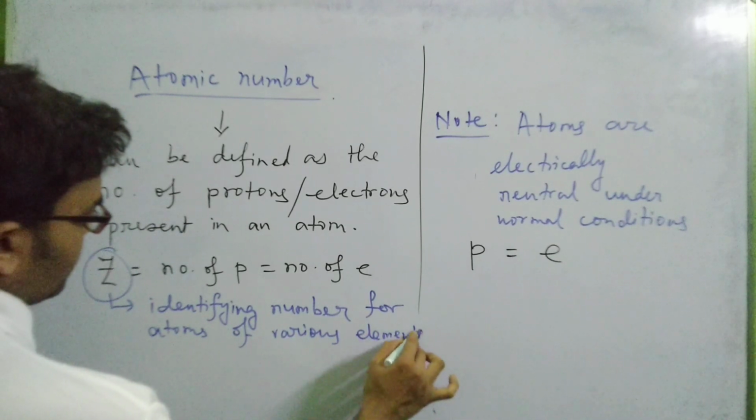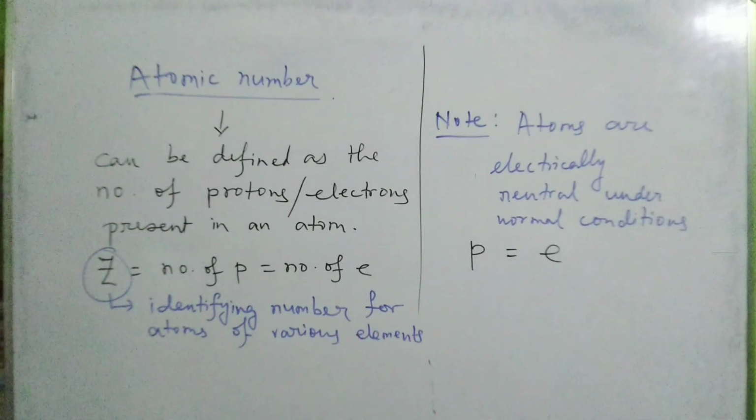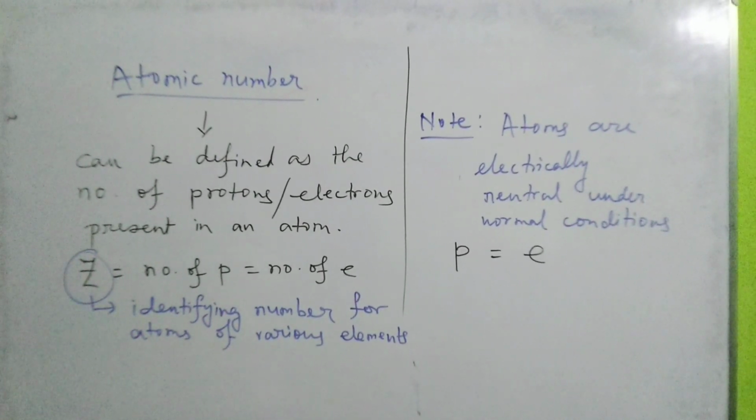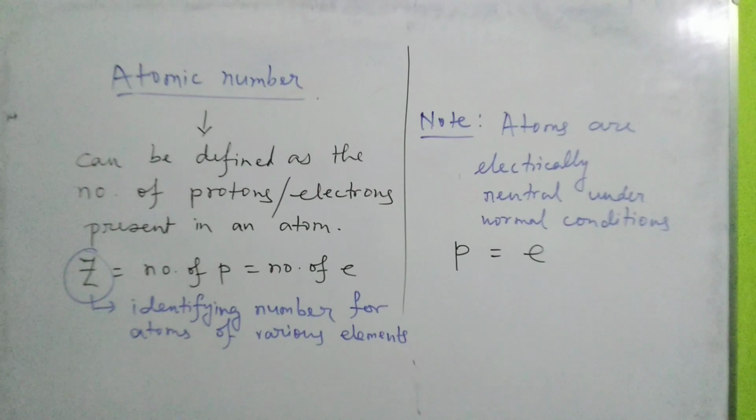Clear? Atoms of various elements. Fine. So this is atomic number. Next, the number that we are going to talk of is the mass number. So let us move on to the next number, mass number.